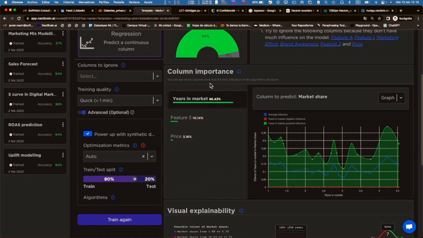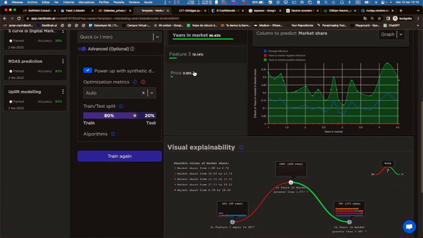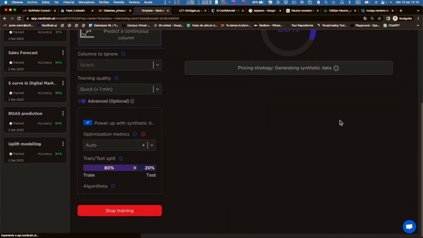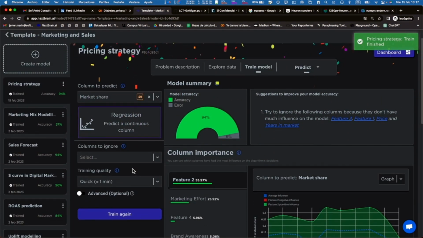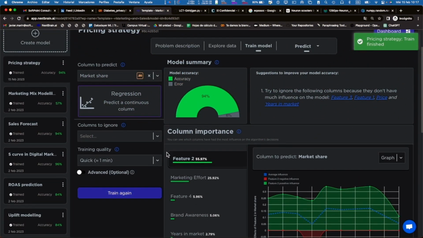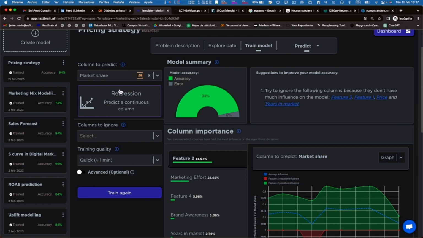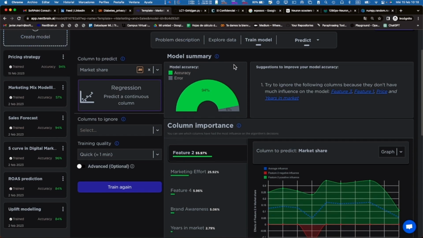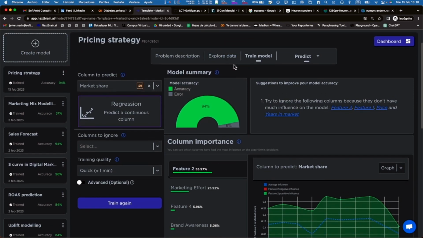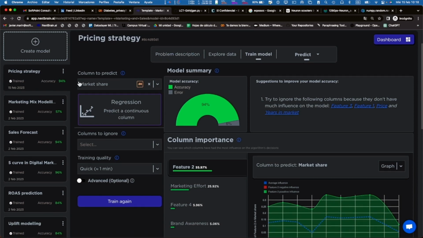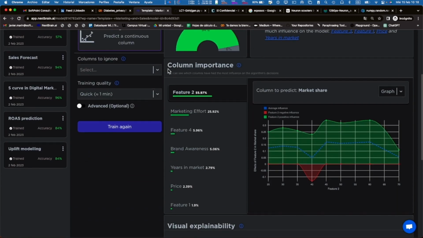It is train again because it is already trained, since it is a template, but we train again and we wait for a minute. The model is already trained and we have got a really high accuracy, 94%. We have been able to predict the market share from a combination of the rest of the columns. But in this specific case, we wanted to make a pricing strategy, so we are interested in the feature price. When we have trained a model, the first thing we can see is which columns have been important for the algorithm to predict the target market share.